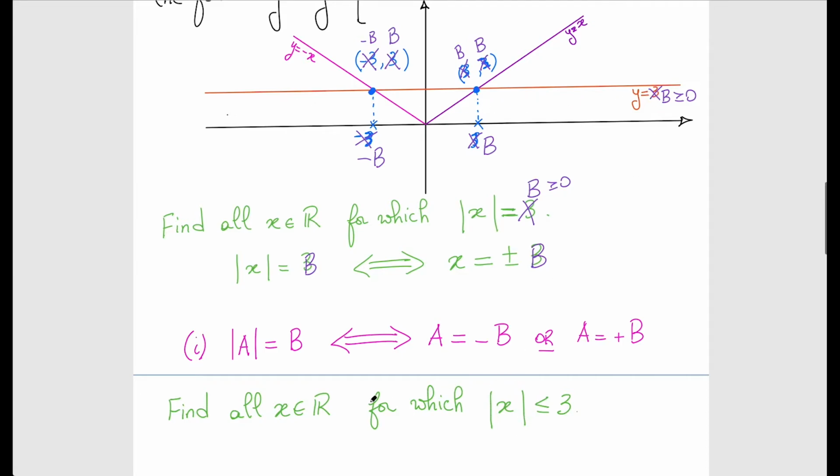So in other words, where is the absolute value function dominated by the orange function, because 3 is the orange function, right? Where is the v-shaped function dominated by the orange function? And by dominated, I mean that's below or at, right? Where is the v-shaped function below or at the orange function?